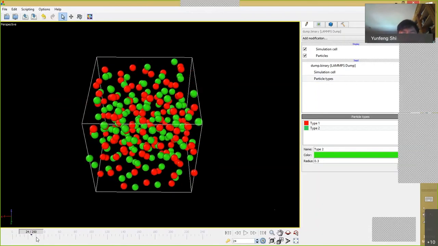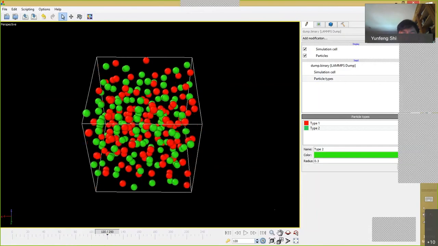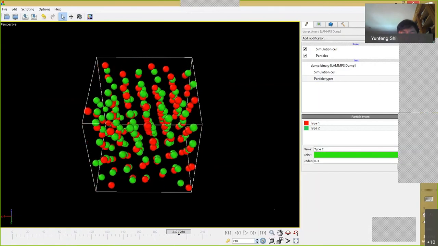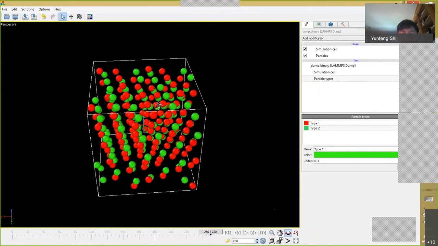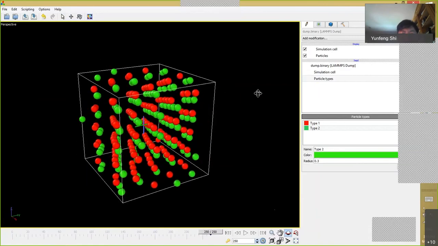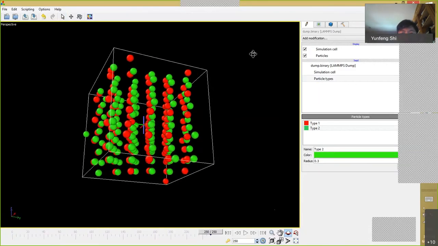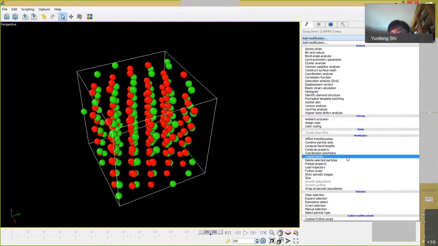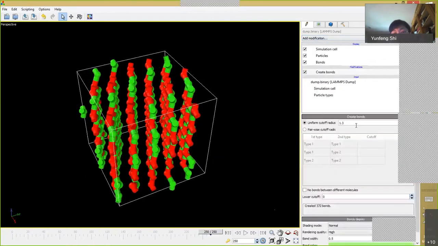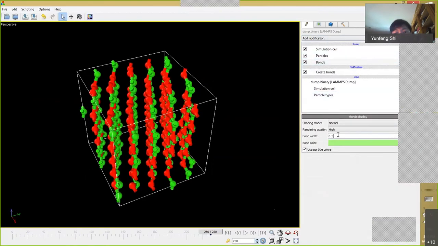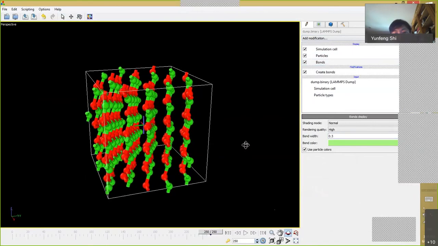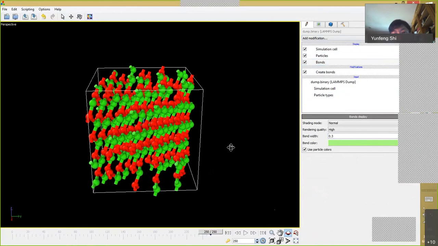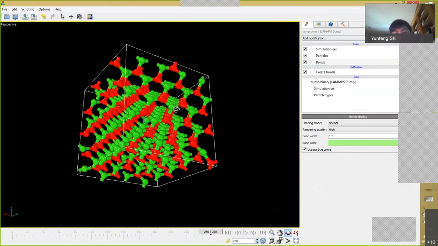So high temperature, and then I'm going to cool it down. All right, look at this, look at this. It becomes quite a beautiful crystal, right? So let me show you another function here, create bond. I can basically create a bond. Let me make the bond a little smaller. You see here? Oh, okay. Yeah, this is pretty fun, right?